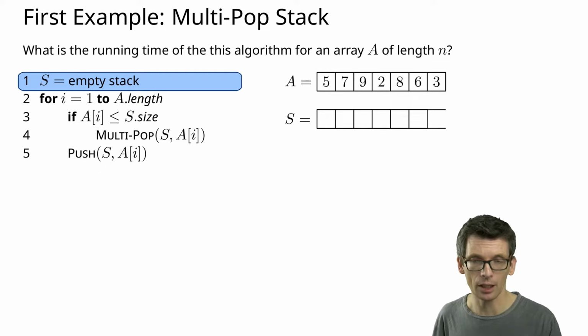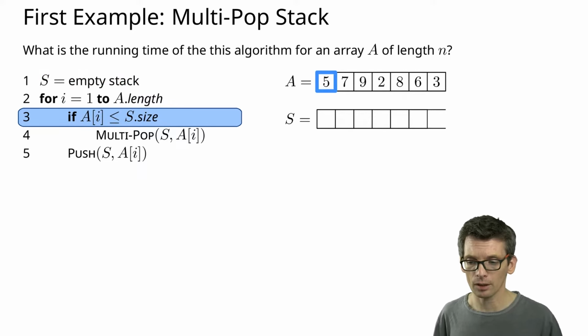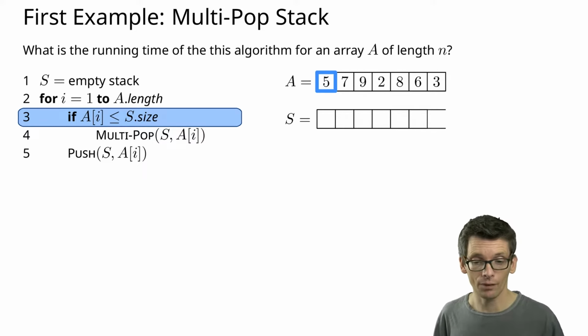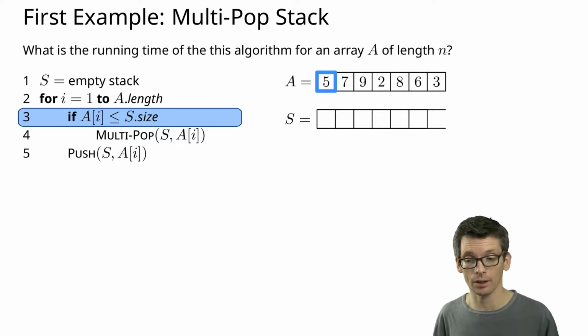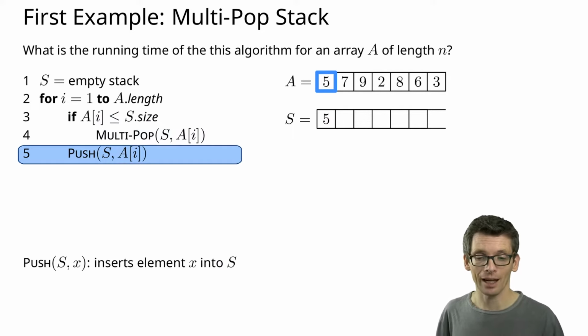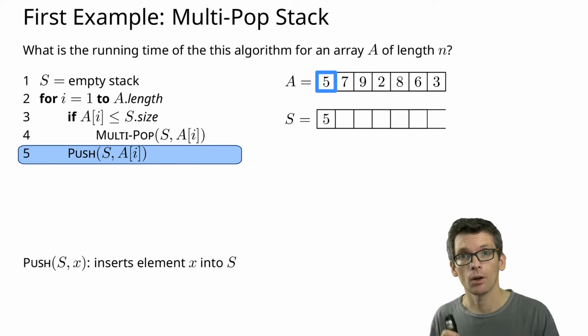Let's say this is the input A, and this is a stack which is initially empty, and now we have this for loop. What this for loop does is check whether the current value in the array, so we loop over the values of the array, is smaller or equal to the size of the stack. The size of the stack is simply the elements currently in the stack. So we're comparing 5 and 0, so that won't happen. Now we push that element into the stack. And push for a stack simply means we're inserting.